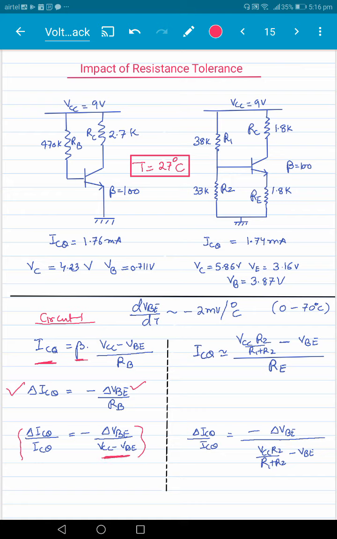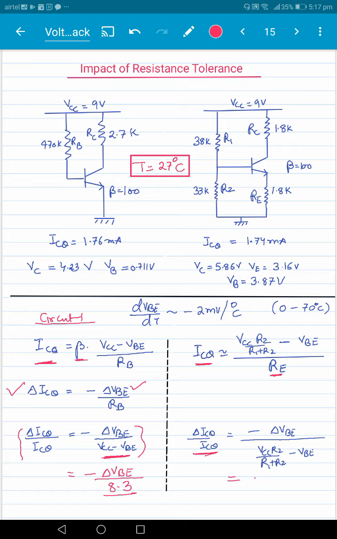So note that in this case it will be equal to minus delta VBE over (VCC minus 0.7), and VCC is 9 volt, so 9 minus 0.7 will be equal to 8.3 right here. Same if we go on the circuit 2 side here, ICQ is approximately equal to VCC R2 by R1 plus R2 minus VB by RE, and in this case also we can write percentage changes equal to minus delta VB by VCC R2 by R1 plus R2 minus VB here.